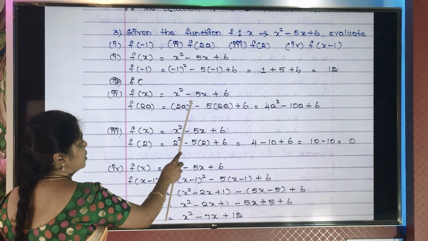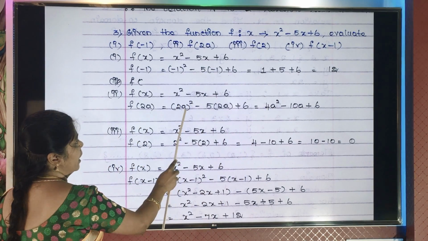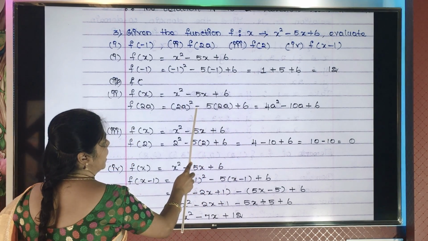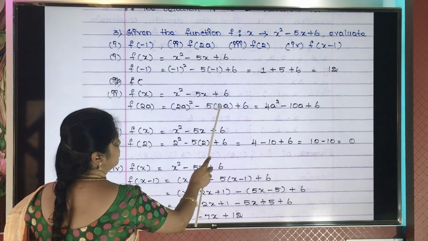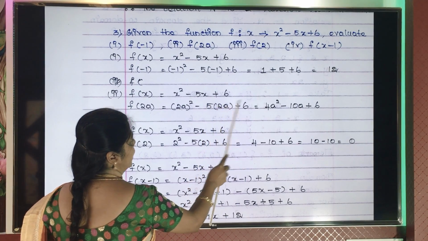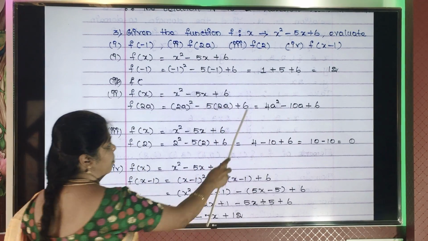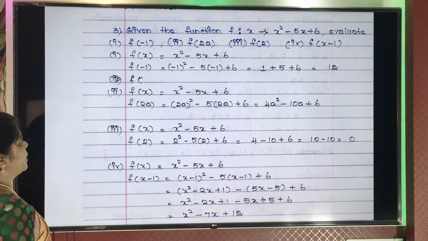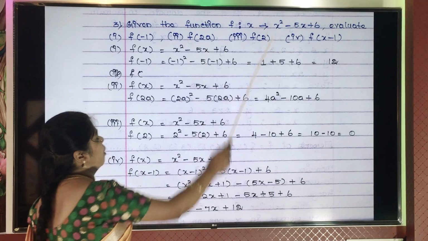2a squared. 2 squared is how much? 4. A squared is a squared. So you got 4a squared. Minus sign put here. 5 2s are 10. So 10 into a, 10a plus 6. That's all. Now the third subdivision, you are supposed to find f of 2.